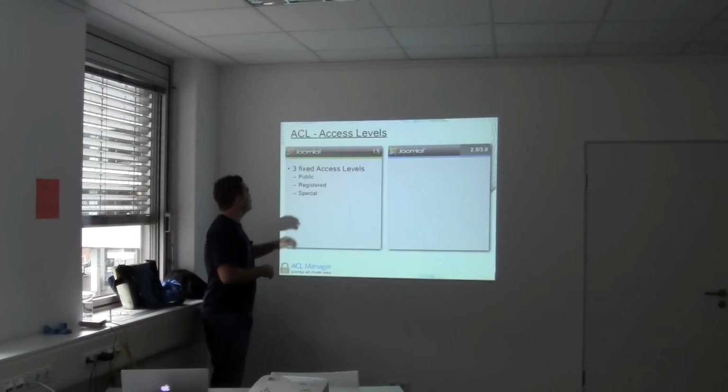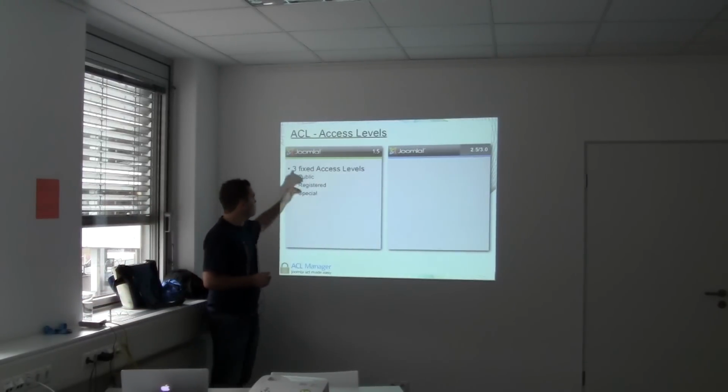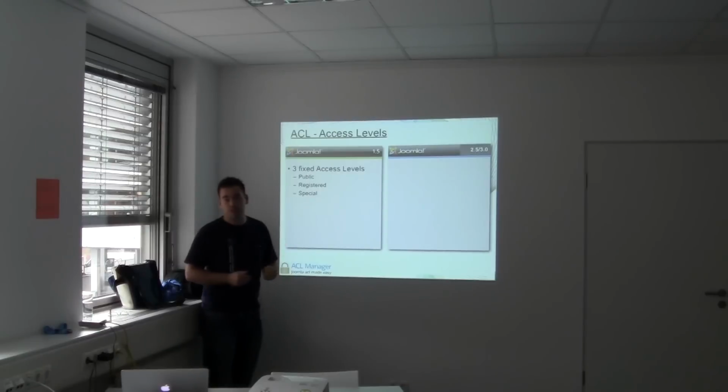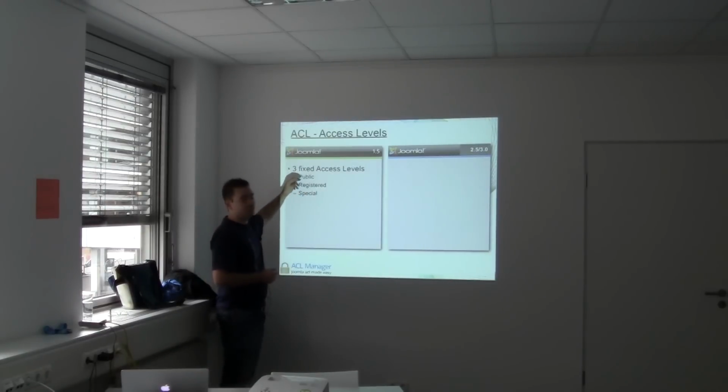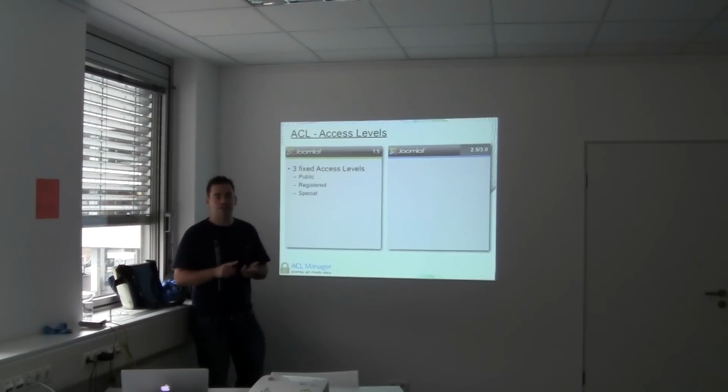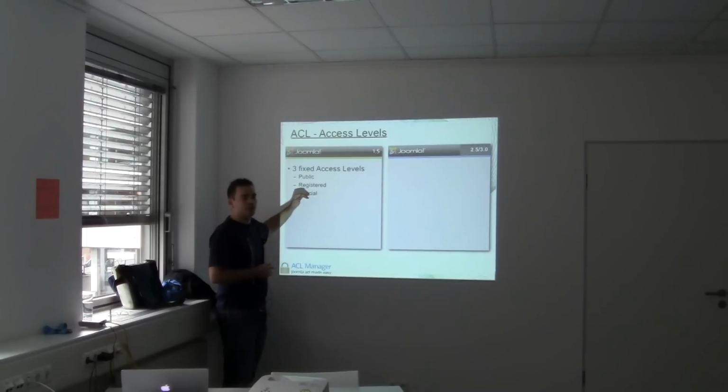We had 3 fixed access levels: public, registered, special. And the relation between the user groups assigned to the registered and special group was also fixed. Like the special user groups, all user groups like editor, publisher, were by default assigned to the special level. So if you assigned an article to be viewable by the special access level, all those user groups were able to see that.